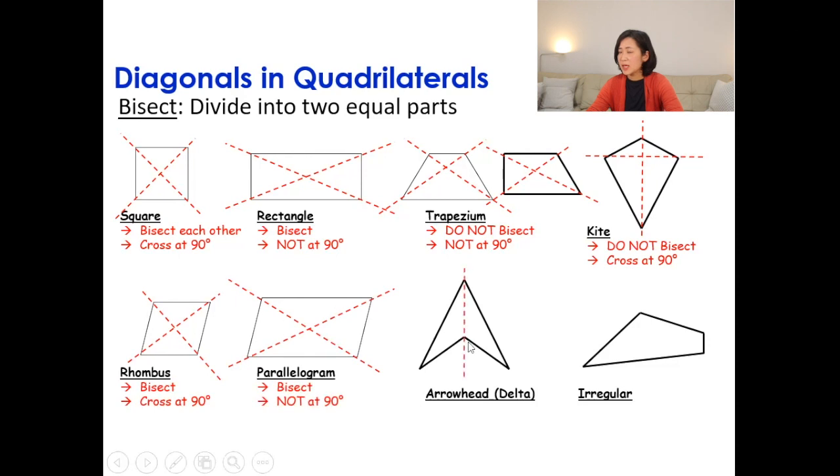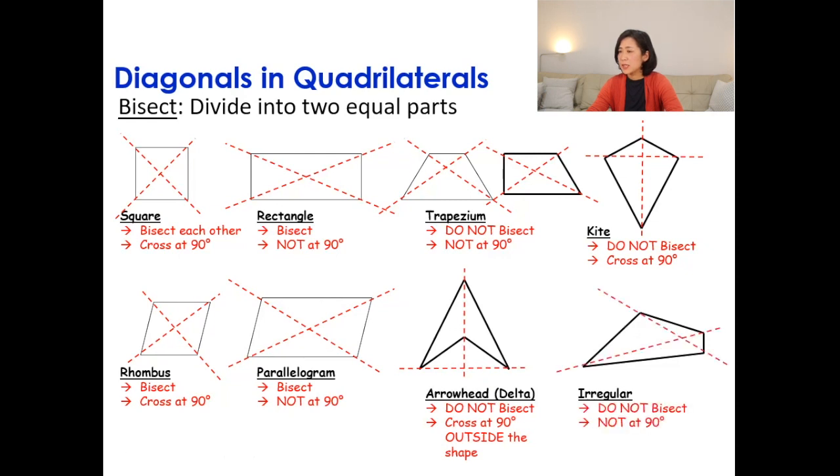Then delta has very special diagonals. Since you connect the opposite vertices, you've got diagonals outside of the shape, and it does not bisect. And you can see these diagonals are perpendicular lines. Then irregular quadrilateral, no perpendicular lines, and it does not bisect.